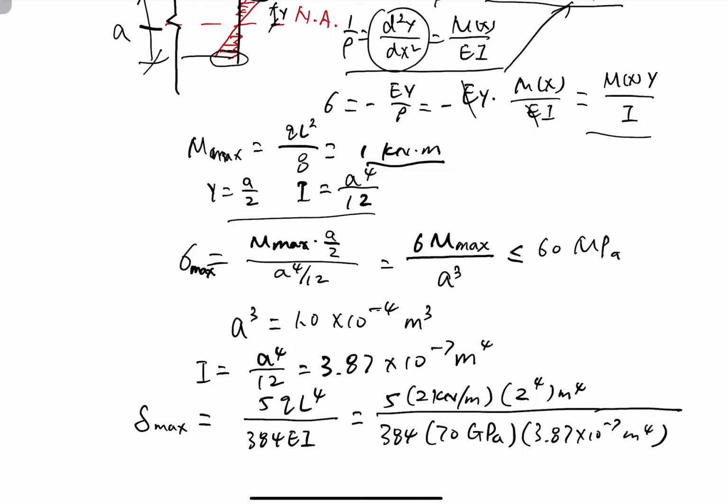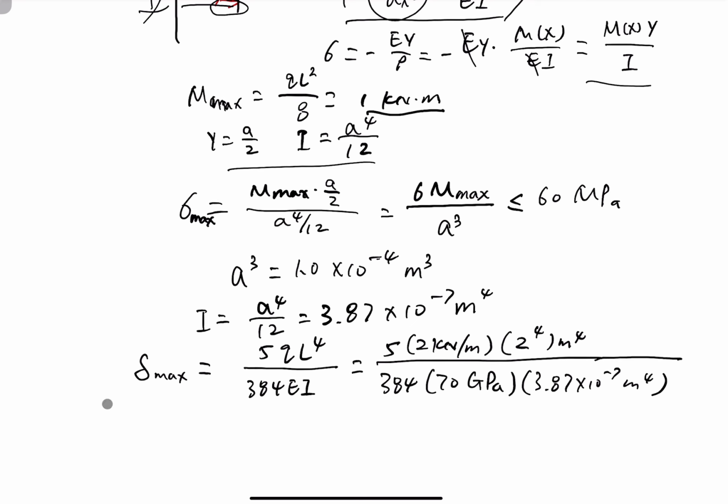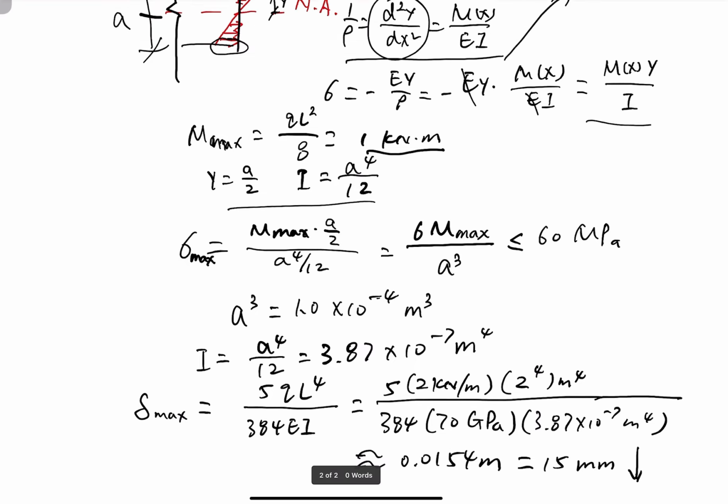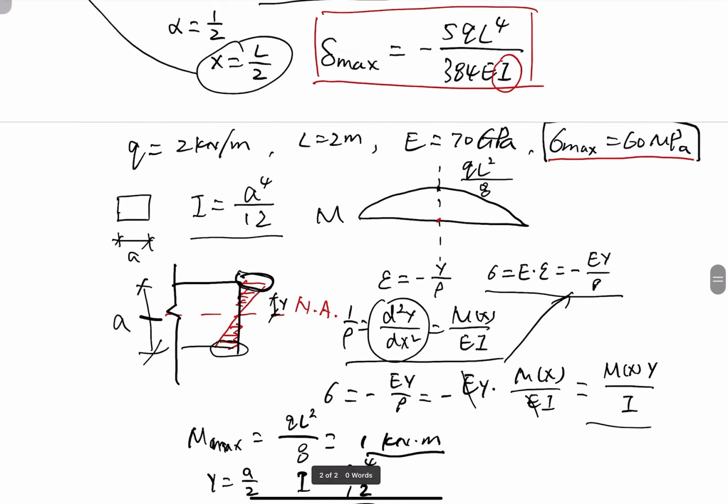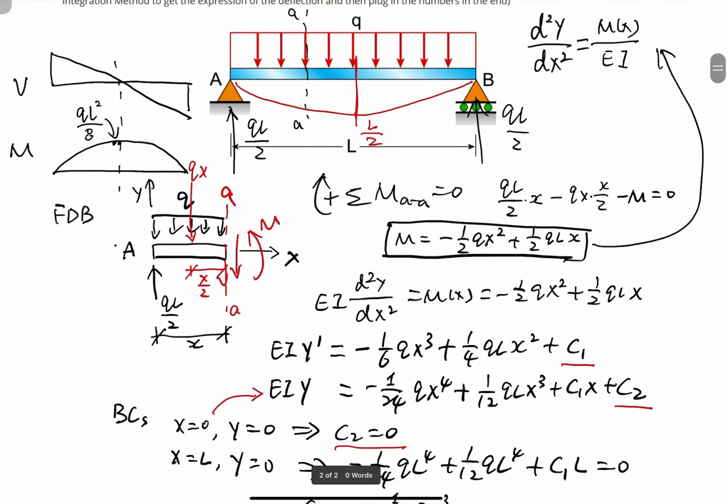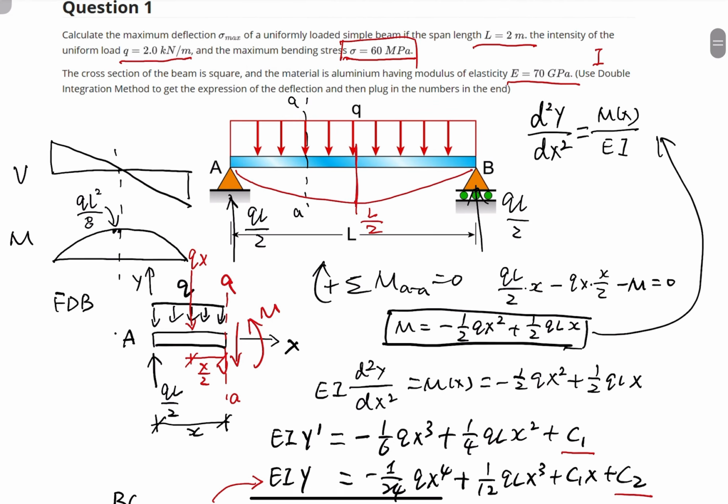We just put the units into this expression. Once we do the calculation, the deflection is approximately 15 millimeters, and the direction is downwards. So this is the maximum deflection for this beam. This is the whole solution. Thank you.